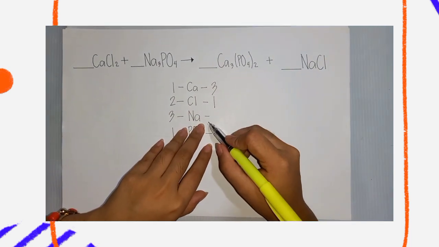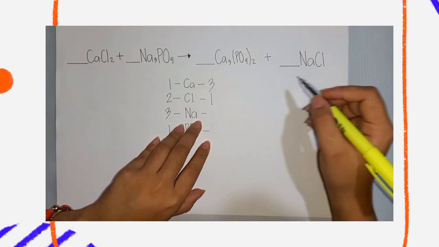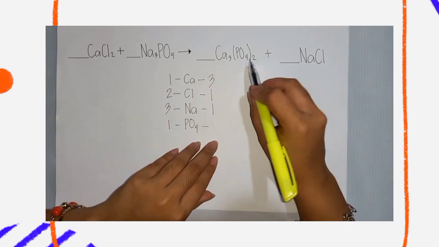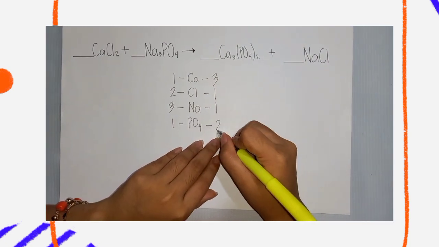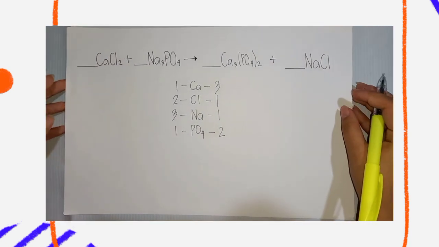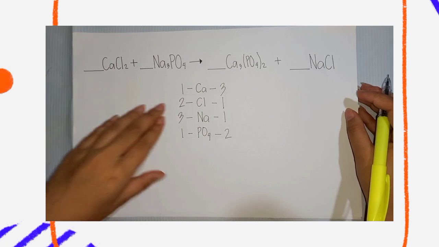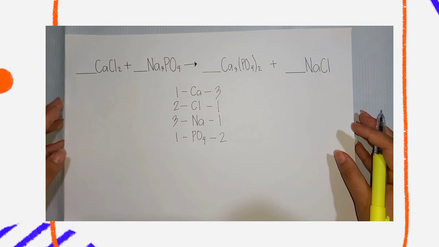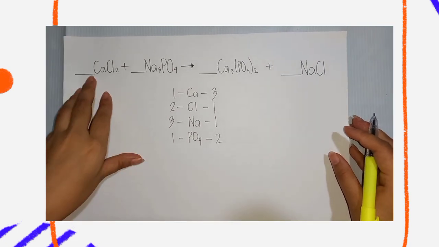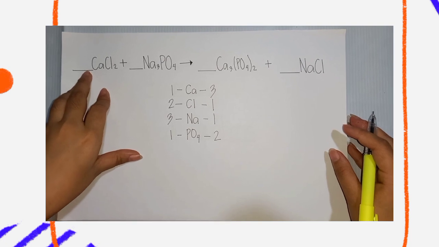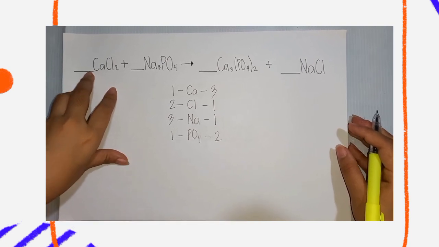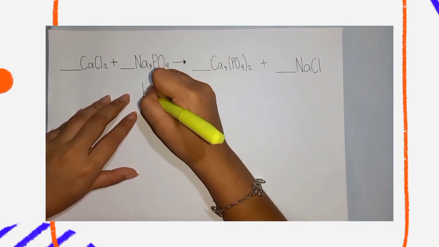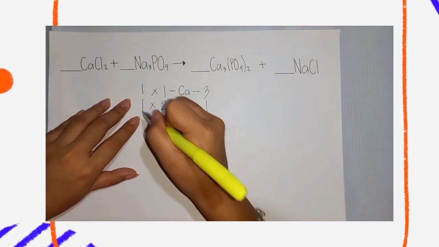And for our sodium, it is also 1. And for our phosphate, we have here 2. After this, we are going to multiply it by a coefficient. But as I've mentioned earlier, when you cannot see any number or coefficient, it is also assumed to be 1. So we have to multiply all of this by 1.